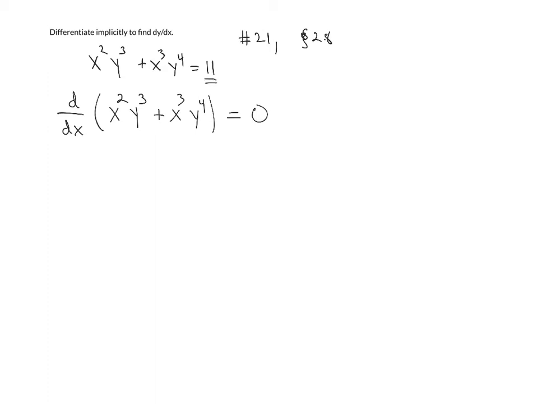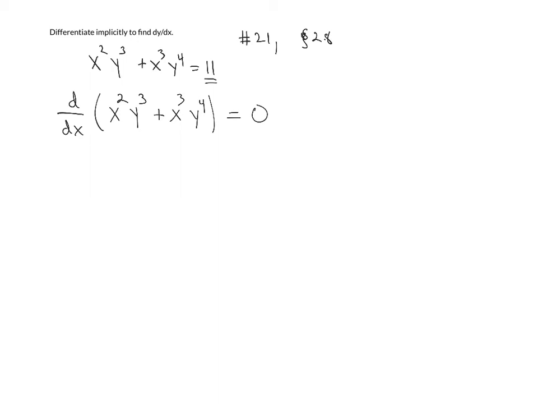Okay, so let's do another example. This happens to be number 21 from the exercise set of section 2.8. And this time, the derivative with respect to x of the left-hand side has to equal the derivative with respect to x of the 11, but the derivative of that's 0, so I just wrote that out directly.